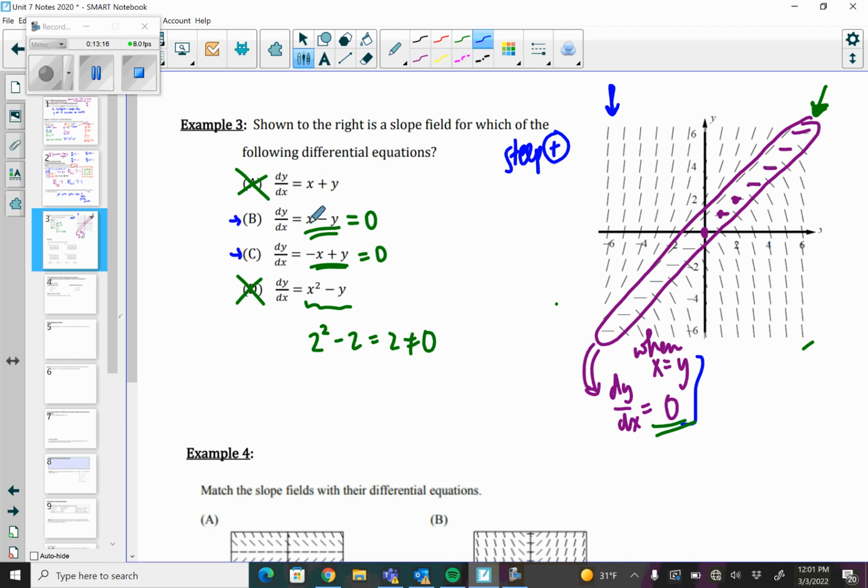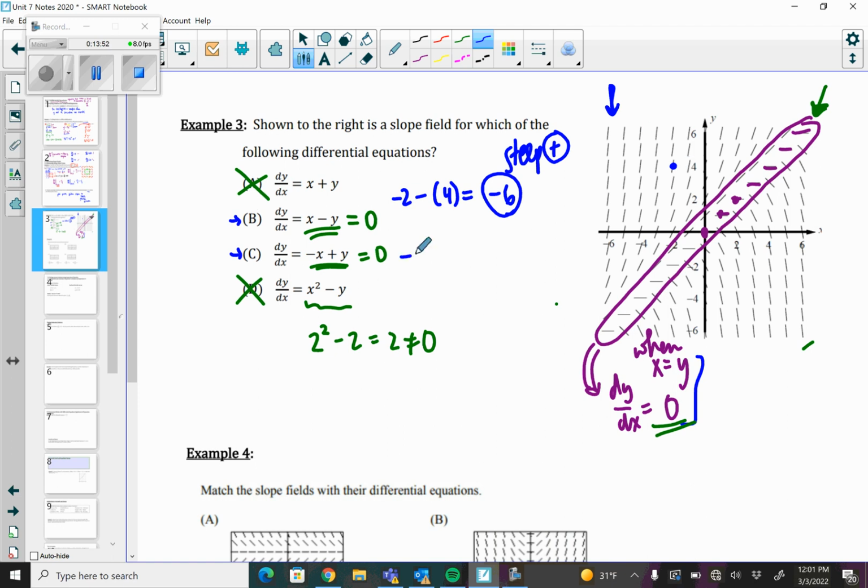Would it make sense if I have x minus y, and x is negative, negative x minus y? So we could pick a point. Let's test out the point (-2, 4). Negative 2 minus 4 would give me negative 6. Well, negative 6 would be a negative slope. So I don't think it's B, but let's check with C to make sure it would make sense.